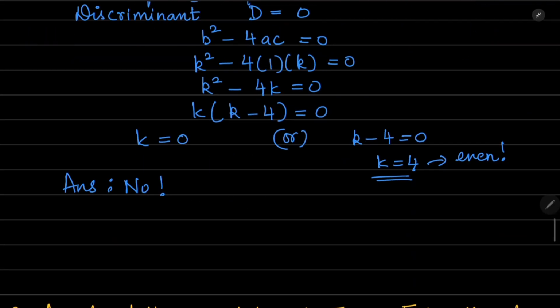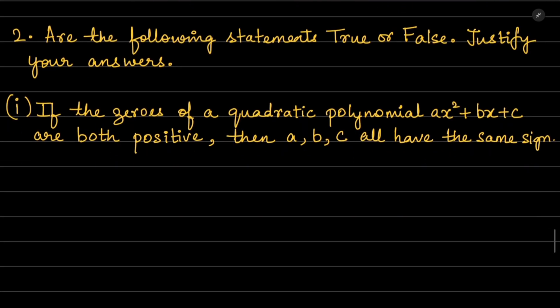Let's move on to the second question. Say there are 4 questions under this. Are the following statements true or false? Justify your answer. The first question is, if the zeros of a quadratic polynomial ax square plus bx plus c are both positive, then a, b and c all have the same sign, right? Now let us take an example.